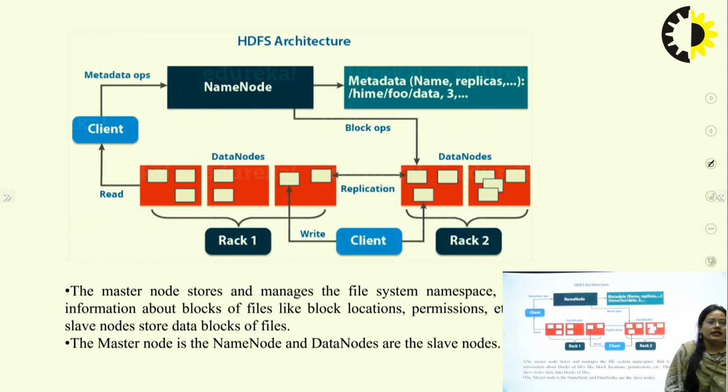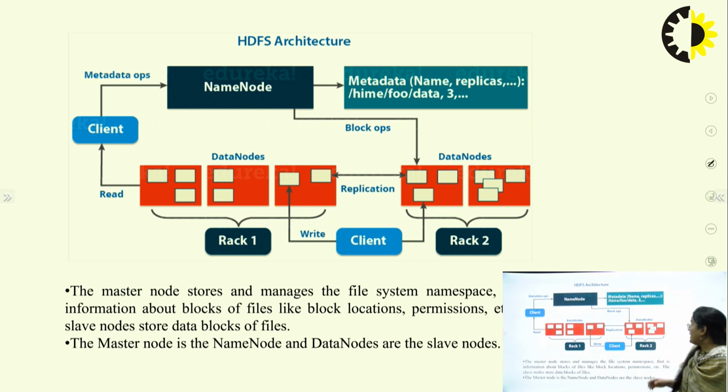Okay, so this is the HDFS architecture. The master node stores and manages the file system namespace, that is information about the blocks of files like locations, permissions and all. The slave node stores data blocks of files. The master node is the name node, and data nodes are the slave nodes. So the HDFS architecture is built in such a way that the user data never resides in the name node.